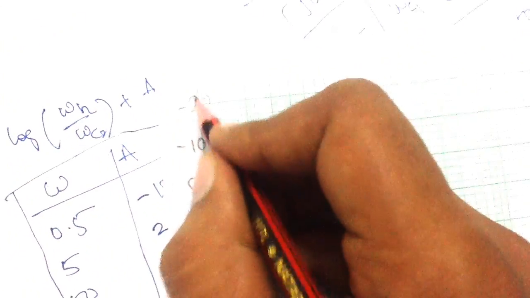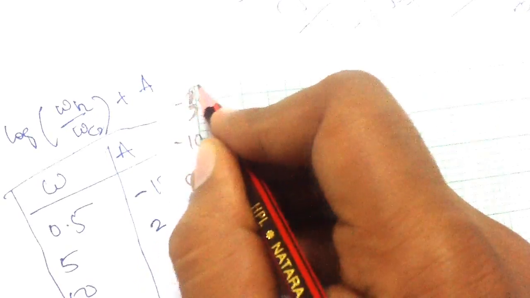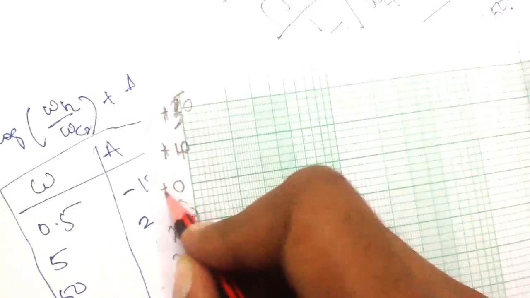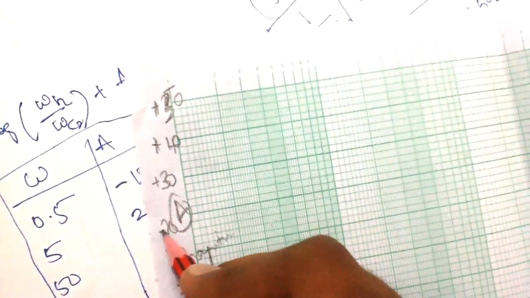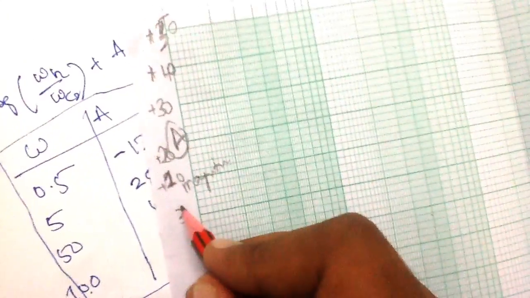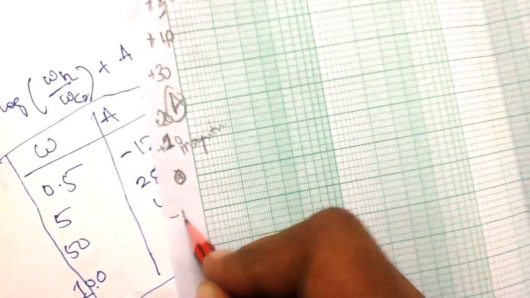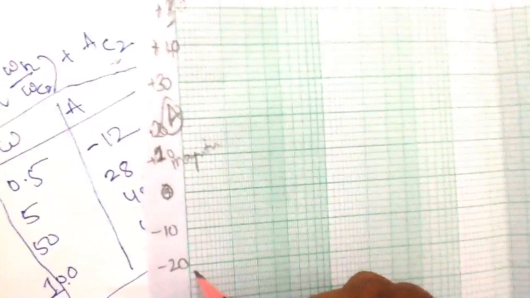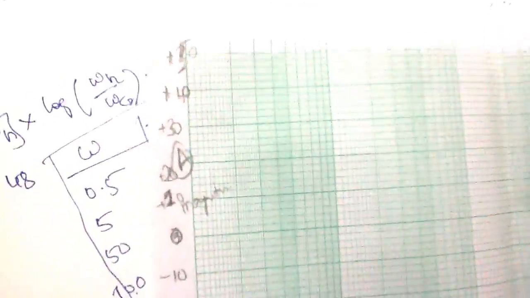Okay, just a second. I'm extremely sorry. I'm taking it the other way around. This is +50. This is +40. This is +30. This is +20. This is +10. This is going to be 0, -10, and -20. So this is +50, 40, 30, 20, 10, 0, -10, and -20. I'm sorry for marking it the wrong way previously.